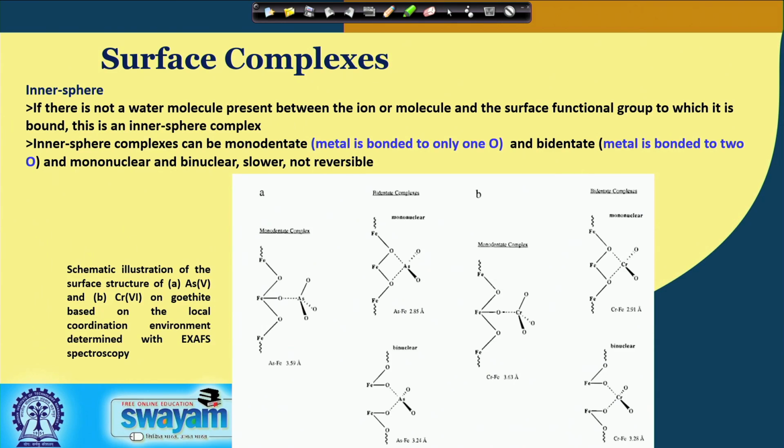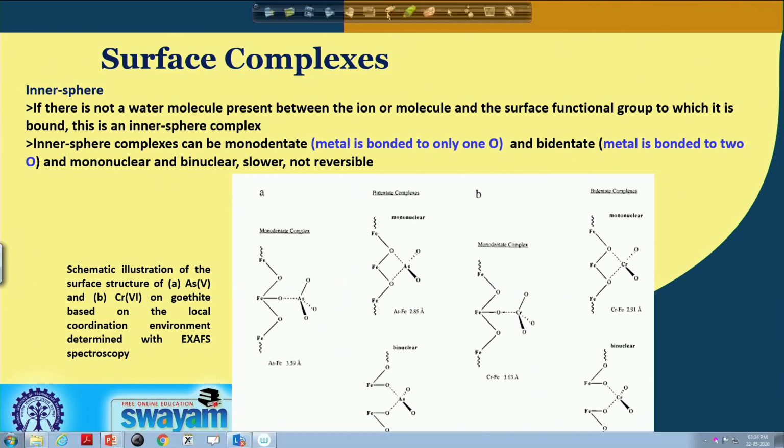So, you can see here a schematic illustration of the surface structure of arsenic. Here it is a monodentate complex, and in the monodentate complex this arsenic is bound with this iron atom through a single oxygen. In the case of a bidentate complex, you can see arsenic is bound to 2 oxygen, and this is a bidentate complex.